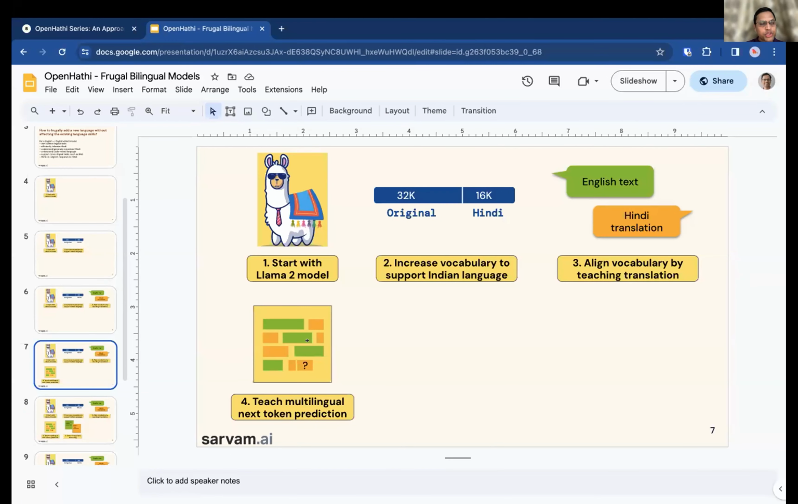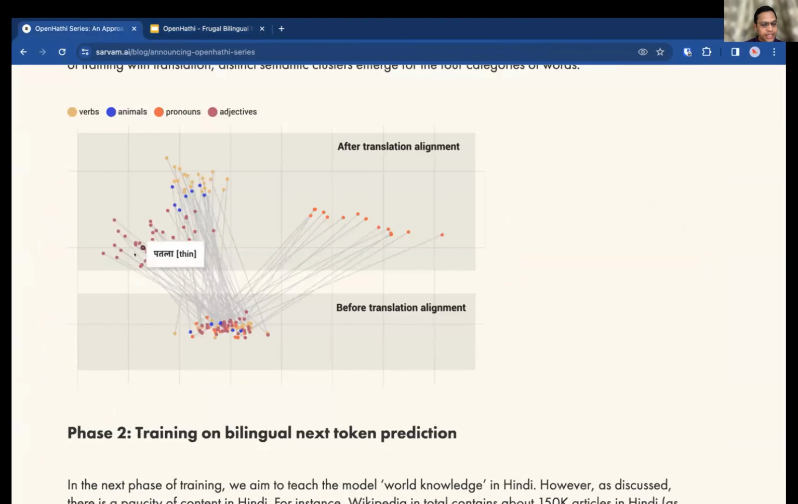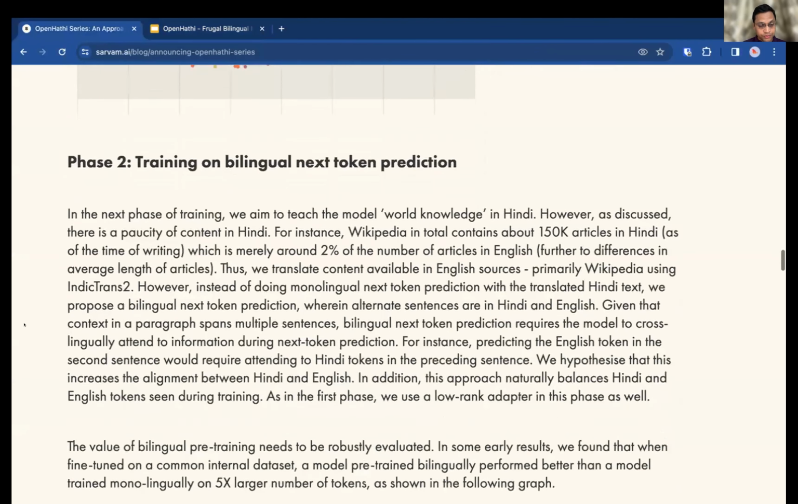So this pushes the model to do a few things. Firstly, we maintain a good ratio of tokens. It's always English and Hindi in the same proportion. But secondly, you want the model to be able to generate English given Hindi context and vice versa. So it's a harder objective to try and optimize for.